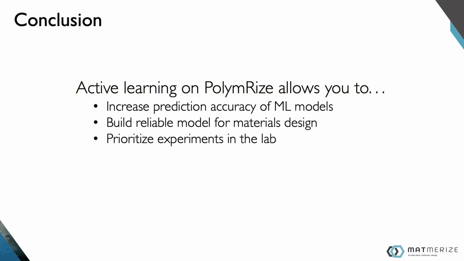In conclusion, we can see that active learning is a powerful tool for increasing the prediction accuracy of models, and these algorithms go far beyond what is possible with simple linear regression. Of course, the ultimate purpose of having an accurate model is designing new materials. And by using active learning, you can build reliable models which will allow you to accurately expand your search and intelligently plan your next experiments.